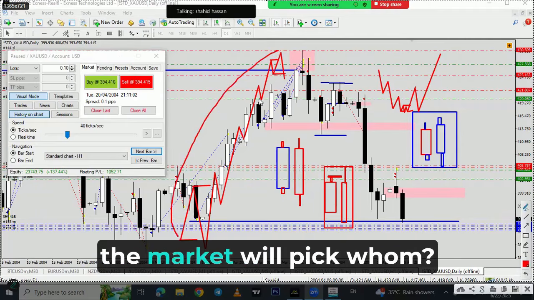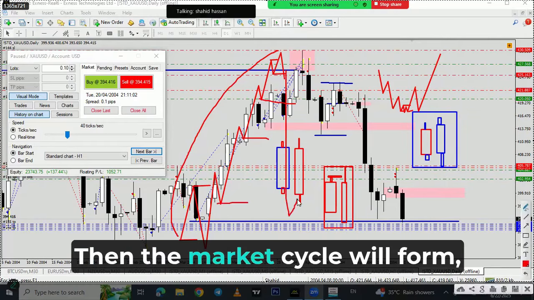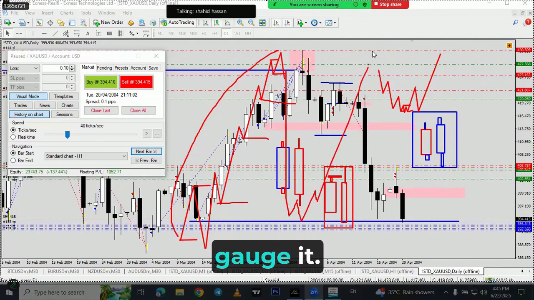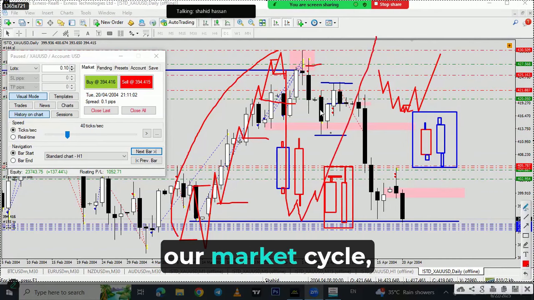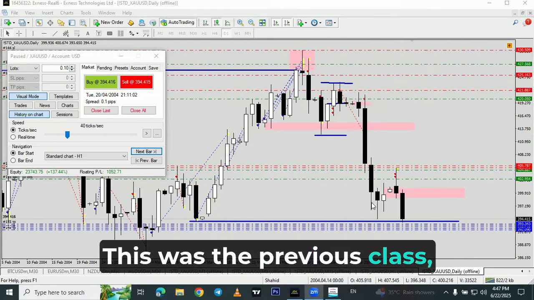Now in this, the market will pick whom? It will pick these people, and these people. Then the market cycle will form and then we will use it again. This trade was with our market cycle, which we were targeting with turnaround liquidity. This was the previous class. You can see that too.